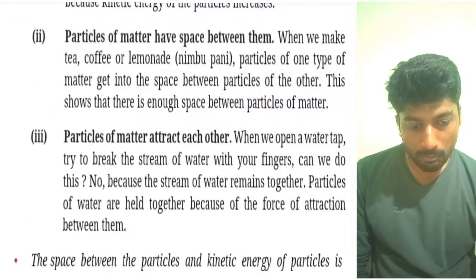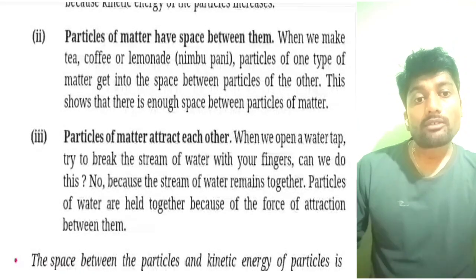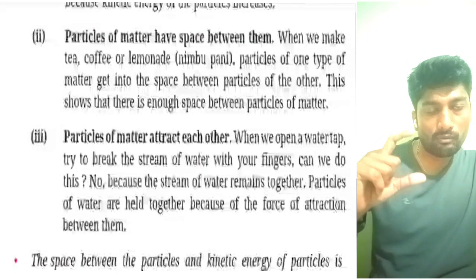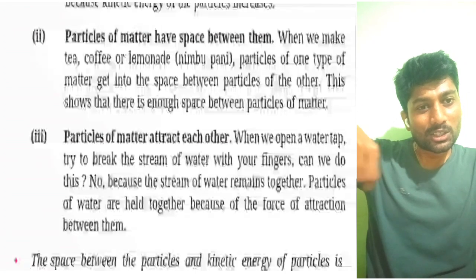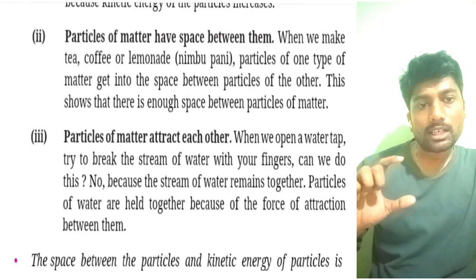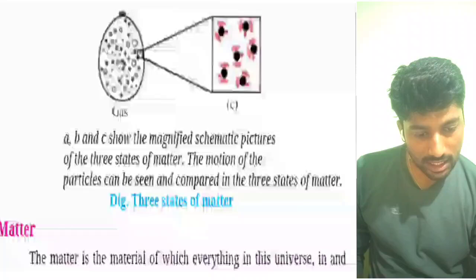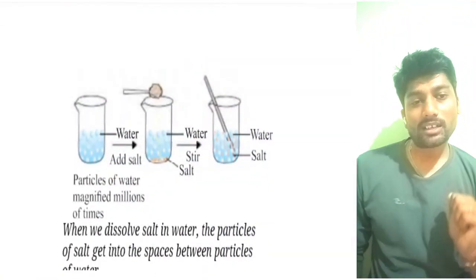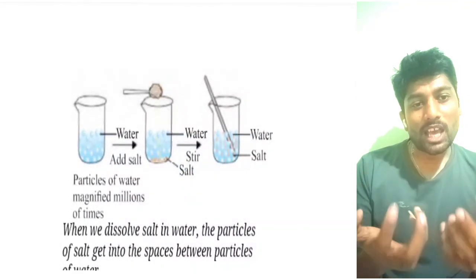Next, the particles of matter have space between them. This is the best one. It means it's very simple. We have 100 ml of water, and in that 100 ml of water we can add some amount of sugar or salt. After dissolving the salt and sugar, we can measure that liquid. That liquid has a constant volume, because the added sugar and salt is dissolved between the particles of water. It means between the particles we have space.